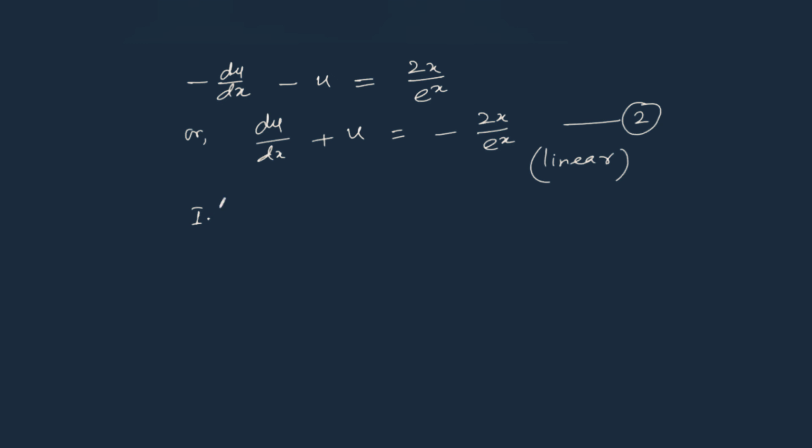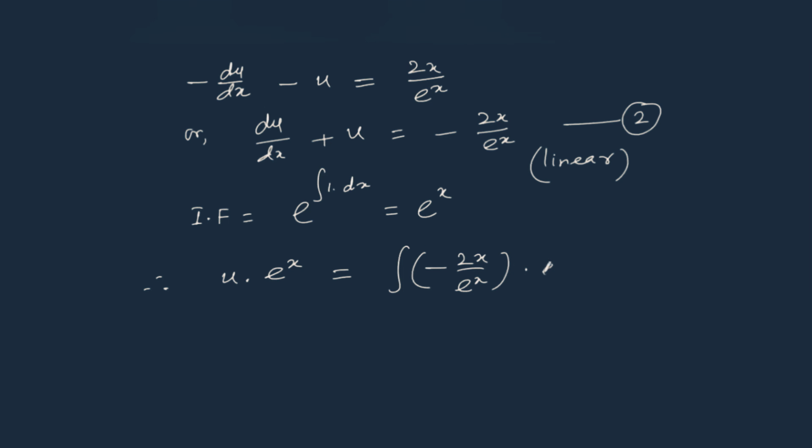So the integrating factor is e to the power integration of the coefficient of u, that is 1 dx, or the integrating factor is e^x. So therefore u times e^x, that is the integrating factor, equals the integration on the right hand side of -2x/e^x times the integrating factor dx plus c, which is the integration constant.